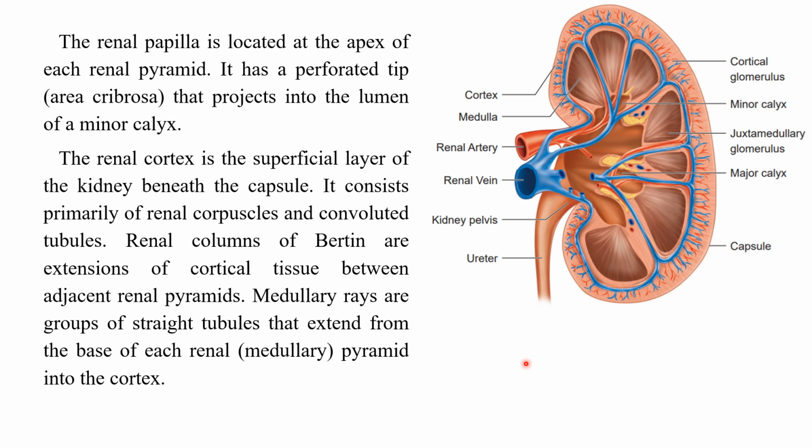Renal columns of Bertini are the extensions of cortical tissue between adjacent renal pyramids. Medullary rays are groups of straight tubules that extend from the base of each renal pyramid into the cortex. So this is the major calyx and this is the minor calyx.